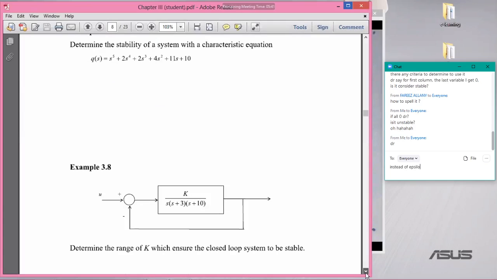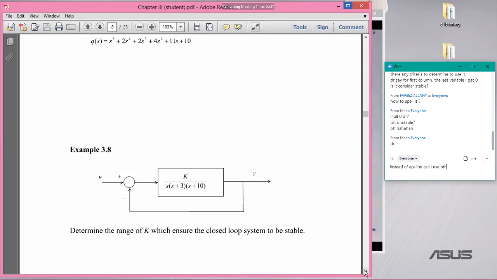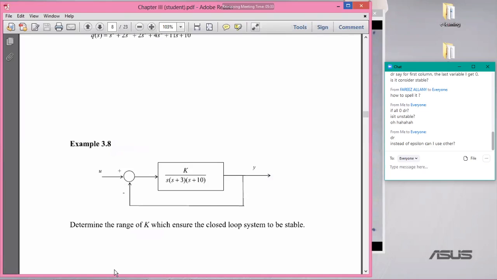Let's take a look at the last example here. In this last example, instead of epsilon, can I use another symbol? Normally, epsilon is the standard symbol for a small positive number. You can use another symbol if you want, no problem, but mathematicians normally use epsilon to indicate a small positive number.